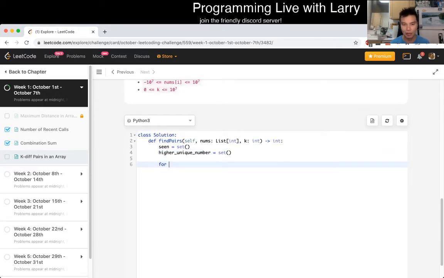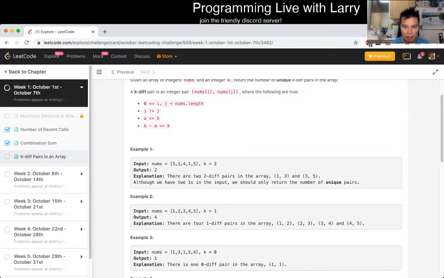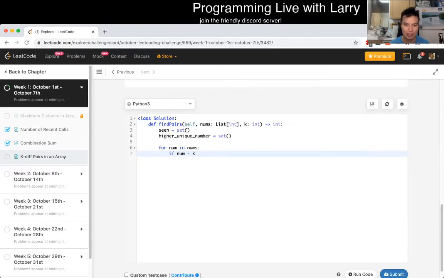So let's do for num in nums. Okay, so current number is already num. So what I'm struggling a little bit with, and just thinking through, is whether I need num minus k or k minus num. I think in this case we want either or both, because looking back you could go the other direction, right?